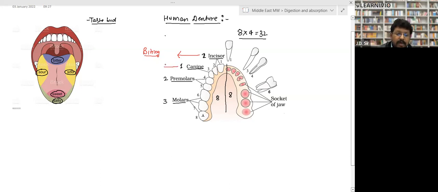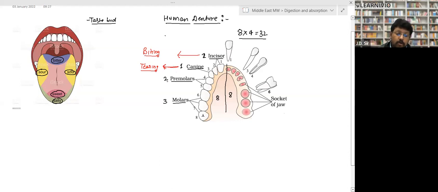Again, the canine is responsible for tearing. Those animals which are carnivores have to tear the flesh, so this is found in those animals. For example, lion, dogs, and cats.